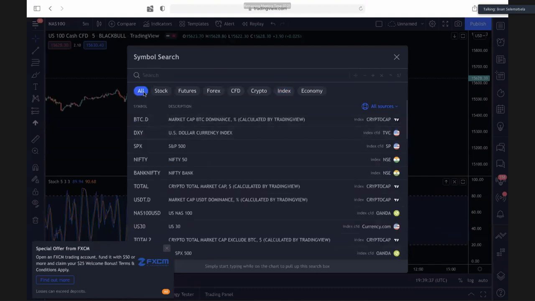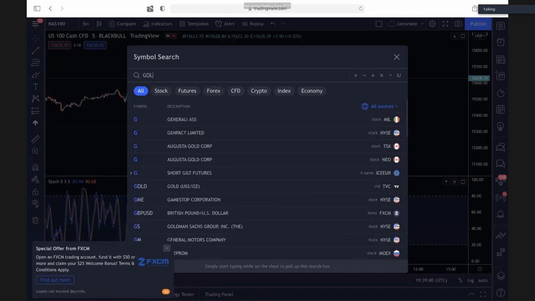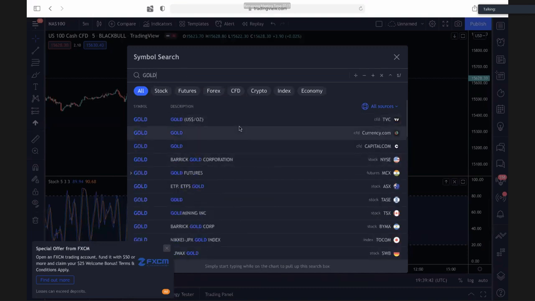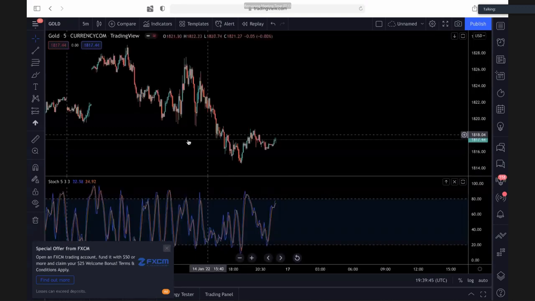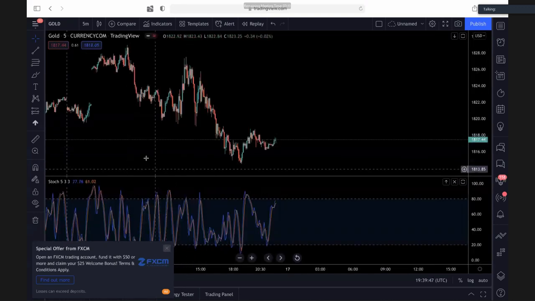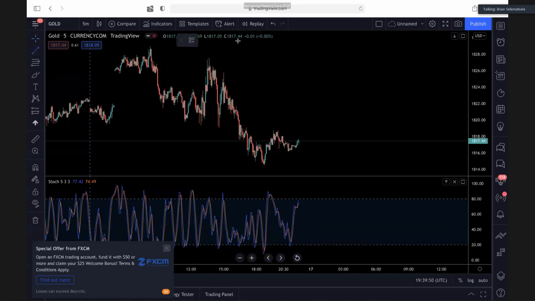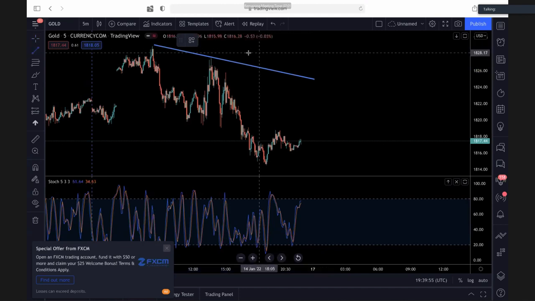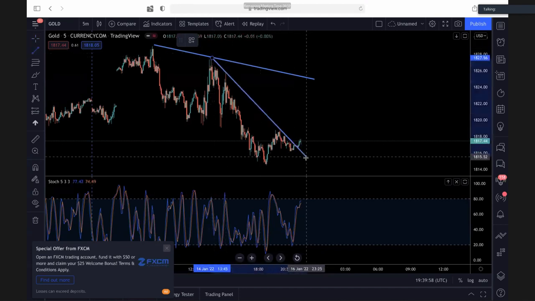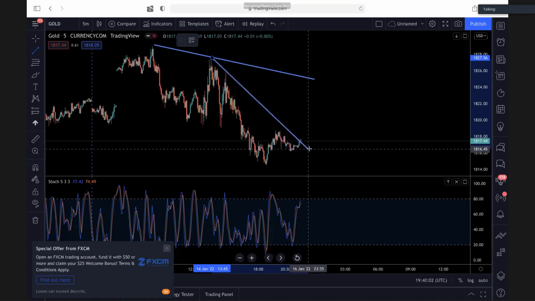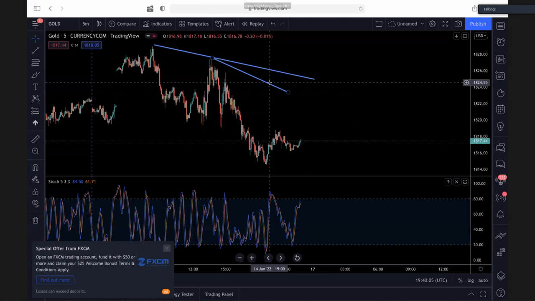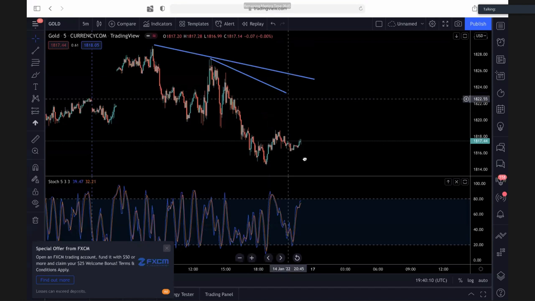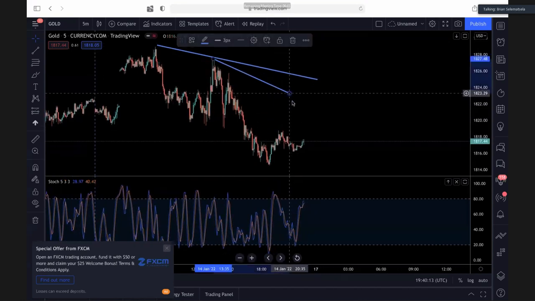So, gold. Okay, a clear formation of a structure here. Let me see. Drawing. Okay. So on this line, the first layer has already been broken.